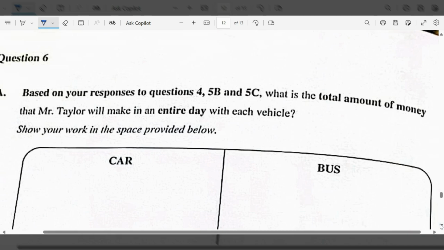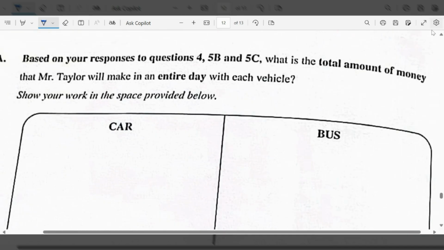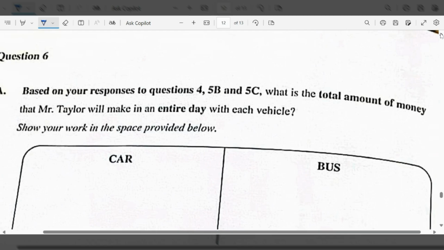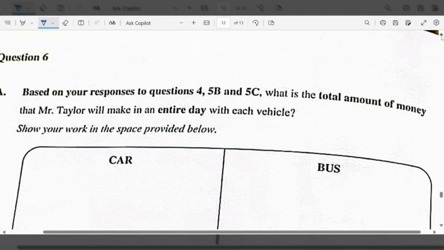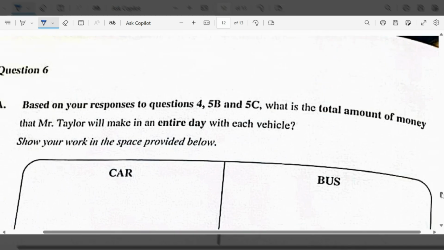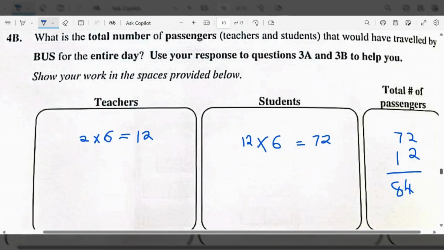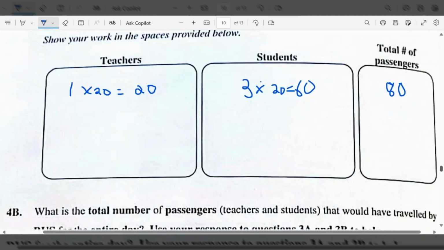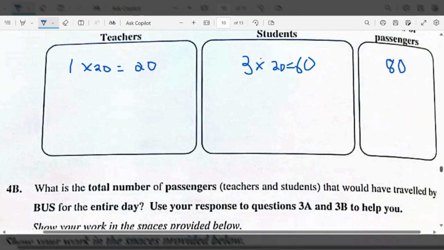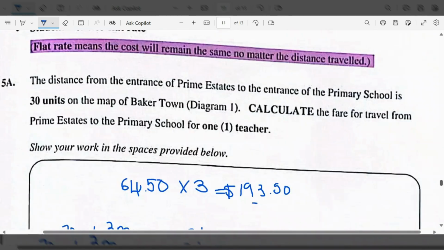So based on our responses to the final question, we will have to make the recommendation now. So based on our responses in question 4 and 5B and 5C, what is the total amount of money that Mr. Taylor will make in an entire day with each vehicle? Alright, so not the recommendation yet, but the total to make the recommendation. So for the car, the total money that Mr. Taylor would make, we have to look back at how many students. 60 students for the car, 20 teachers for the car.